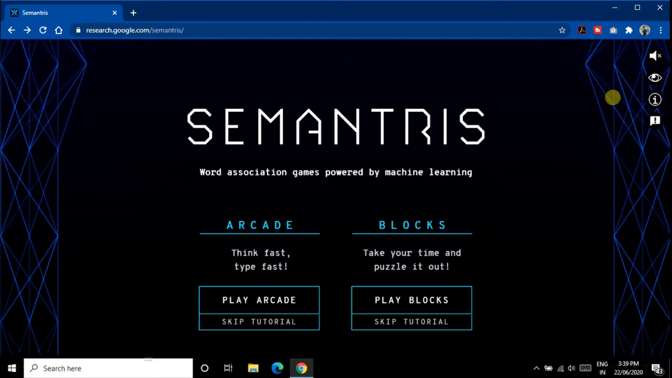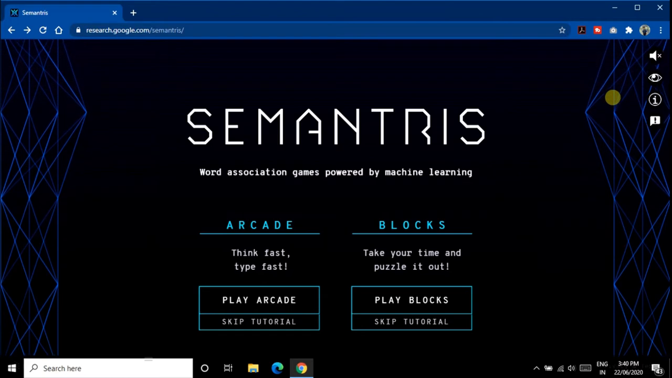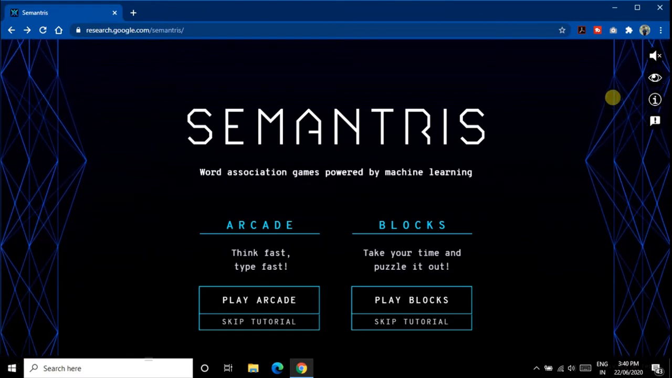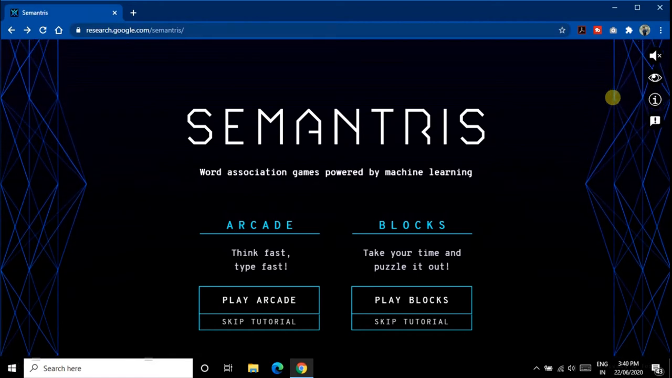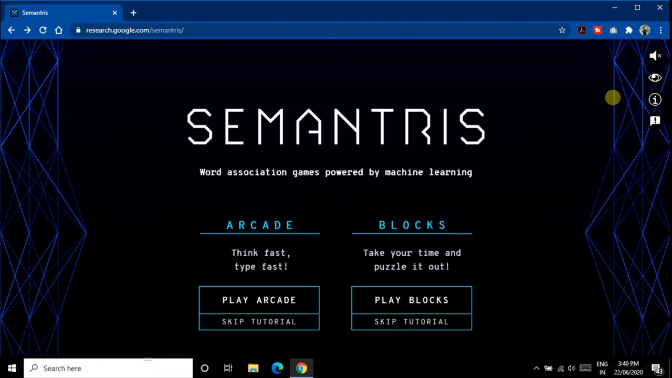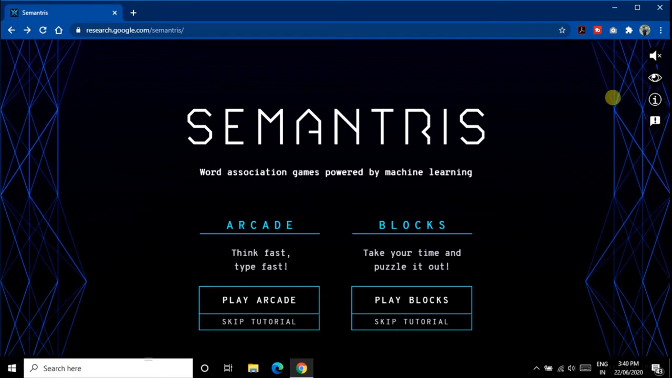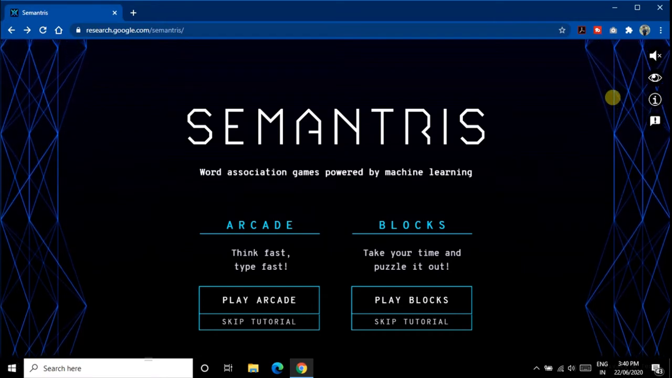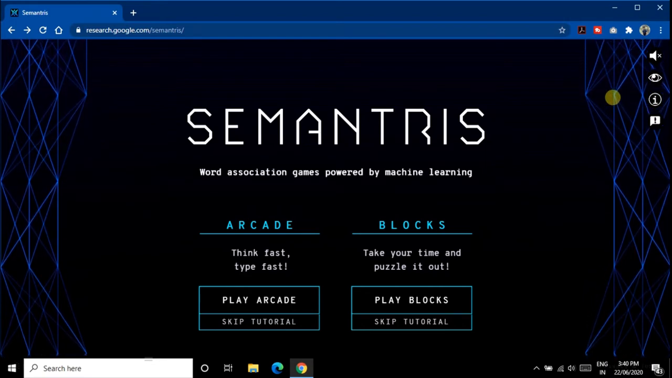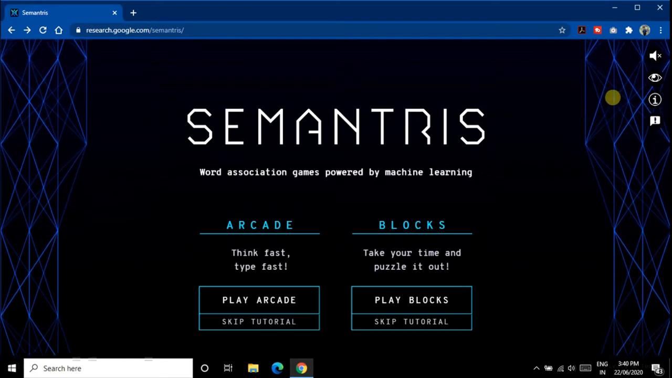Semantris is a set of word association games powered by machine learning and NLP, which stands for natural language processing. Now, how is the game played? Each time you enter a clue, the AI looks at all the words in play and chooses the one it thinks is most related to that word. Because the AI was trained on billions of examples of conversational text spanning a large variety of topics, it's able to make many types of associations.